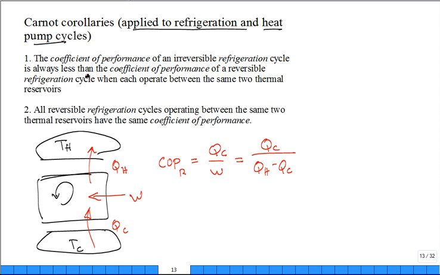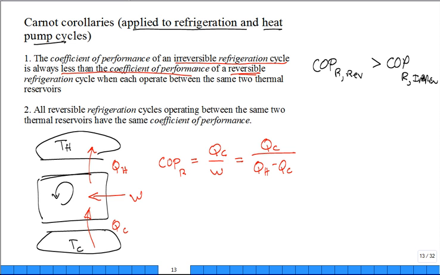The coefficient of performance of an irreversible refrigeration cycle is always less than the coefficient of performance of a reversible. Same idea that we had for the power cycle. COP, refrigeration, reversible, is going to be greater than the COP, refrigeration, irreversible. Friction is no good. Source of irreversibilities, get rid of it. Heat transfer through a finite temperature difference, it's irreversible, no good. You want to minimize friction, you want to minimize Q through a delta T.